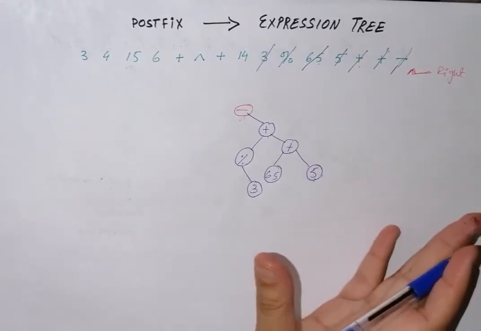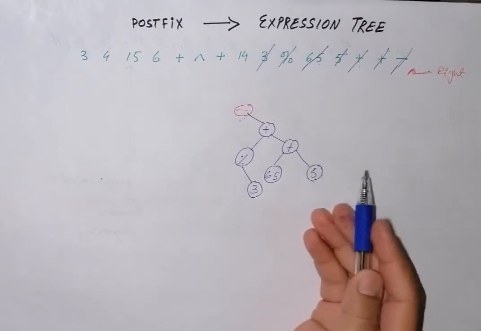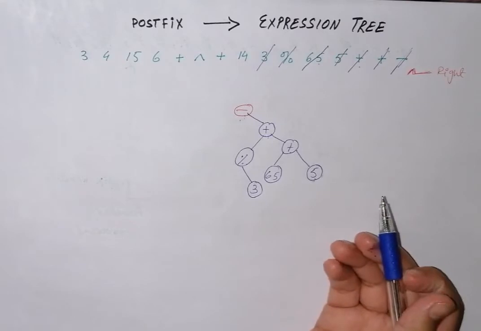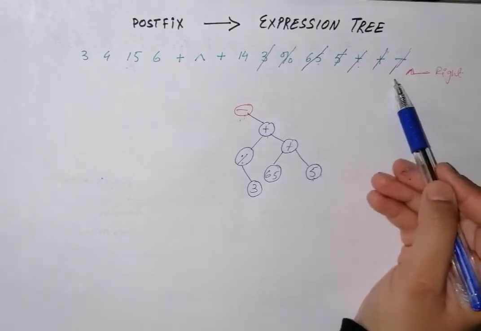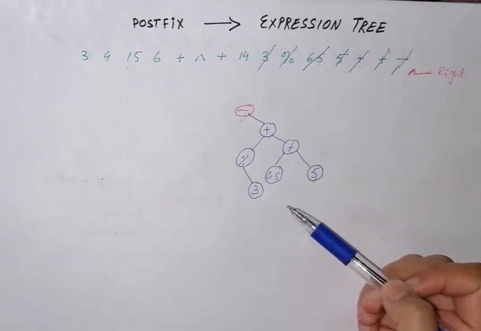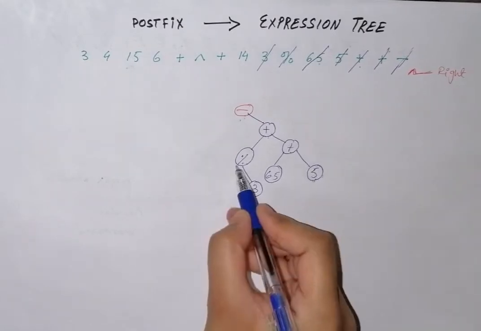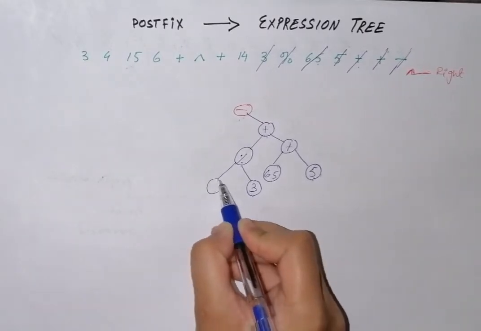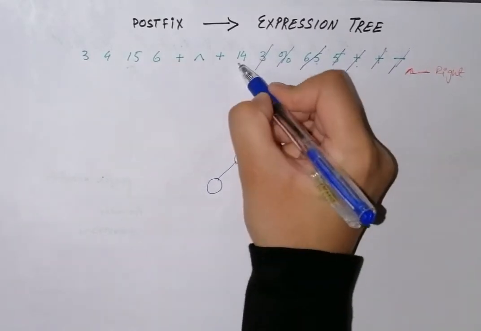Just make it a rule of thumb that while converting a postfix equation to an expression tree, you always move from the right side and try to insert a node on the right side of the expression tree until you find an operand. Whenever you find an operand, the next step is to insert the very next character towards the left side of the parent node. So here what I received is 14.